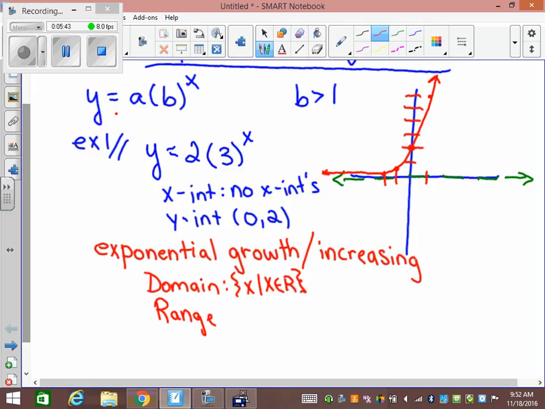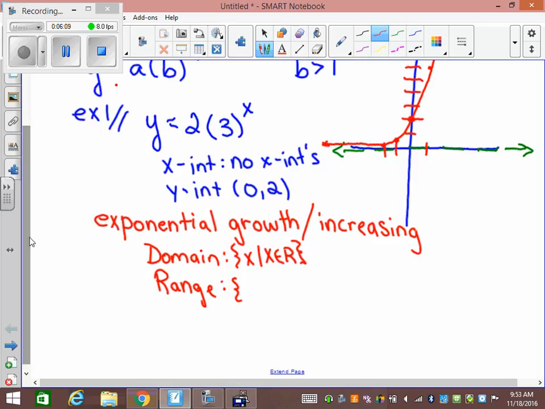The range, anyone have any idea what you think it might be? Is there any part of the y below 0? No. So it's greater than 0. Is it equal to it? No, it can't be equal to it because we have a dashed line on it, right? So that's where everyone goes wrong. They put equal to. So it's going to be y such that y is greater than 0, y element of the reals, because the entire graph is above 0, right?